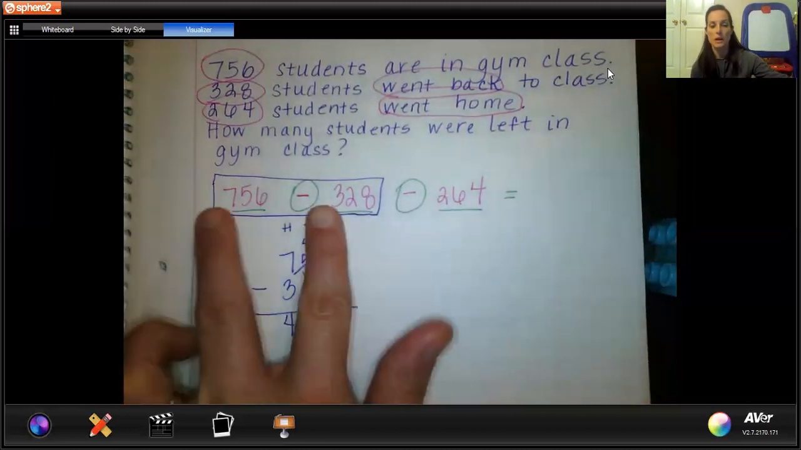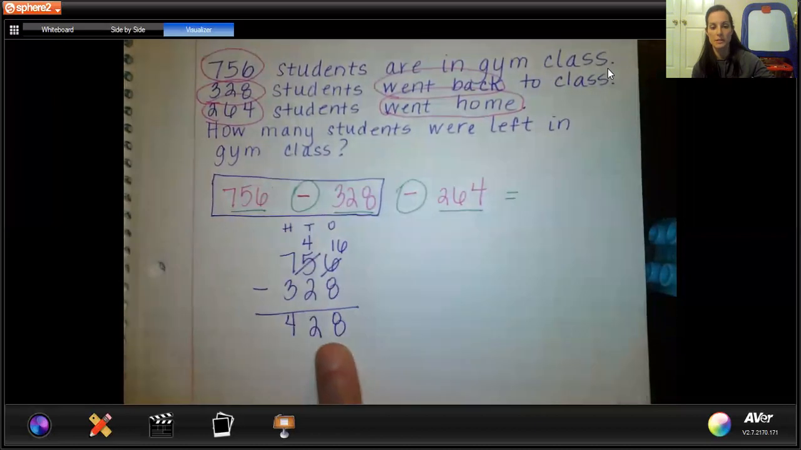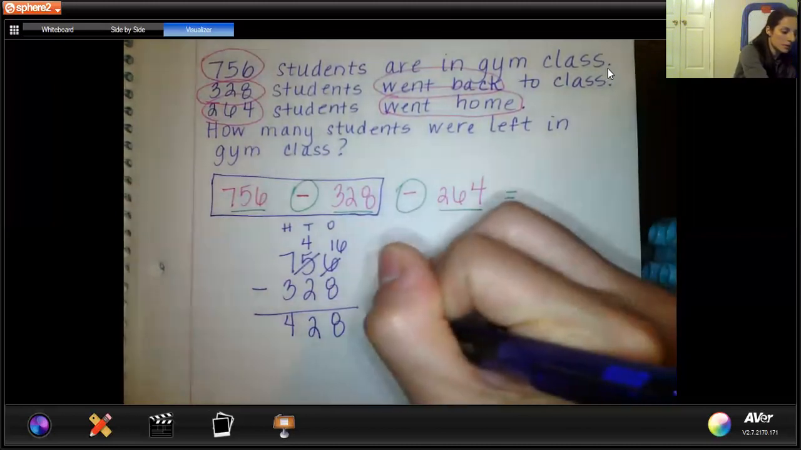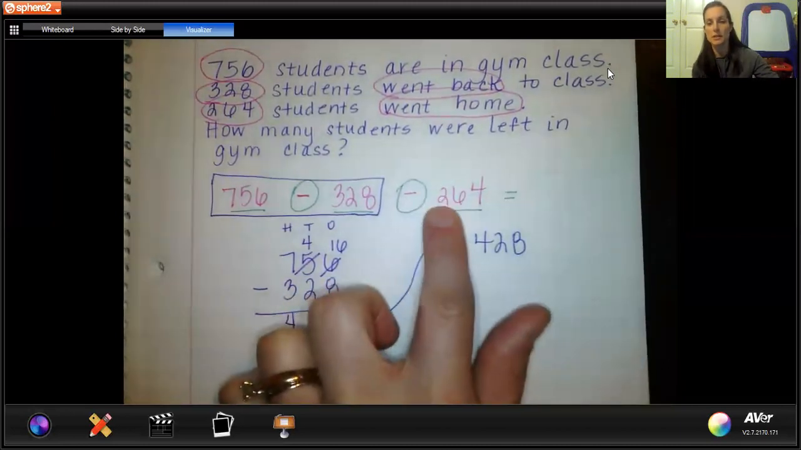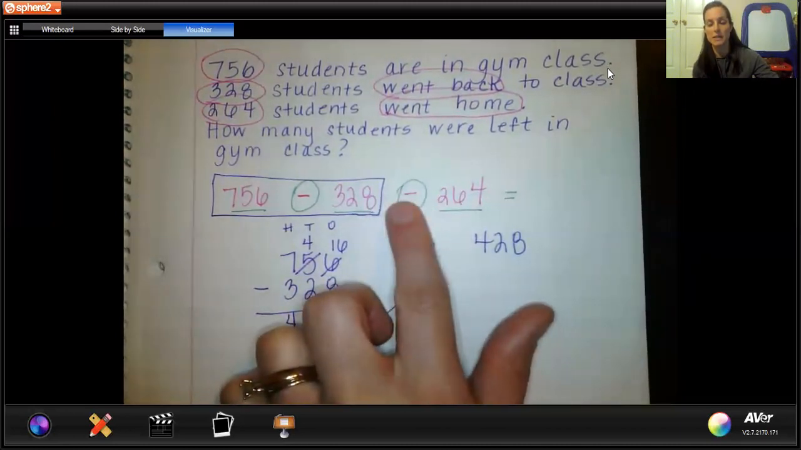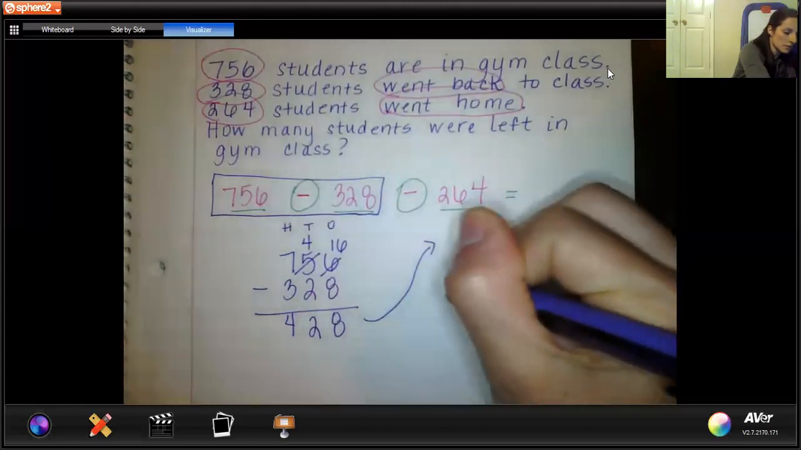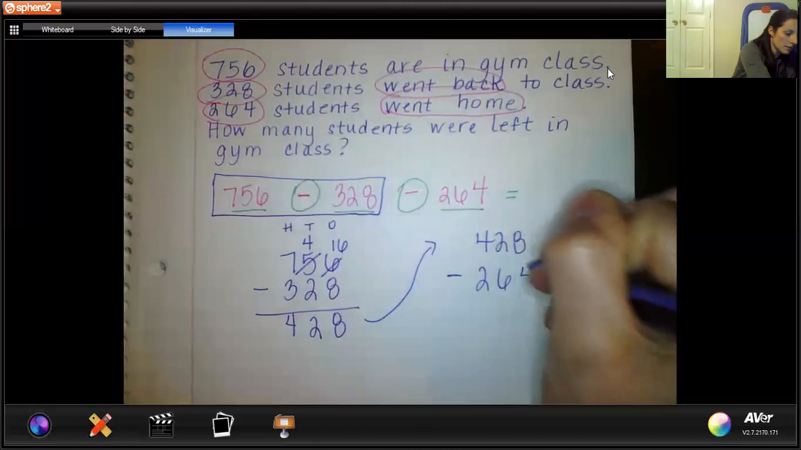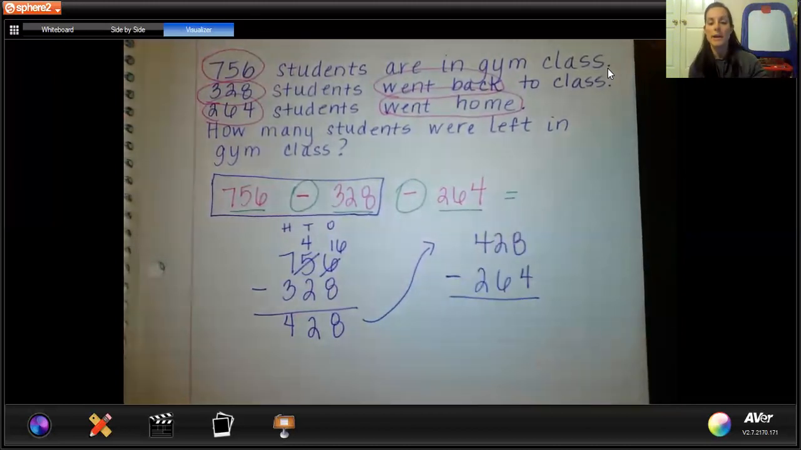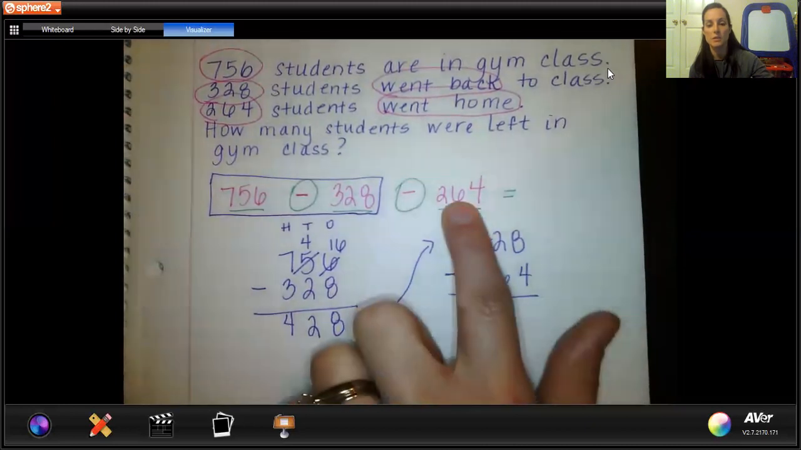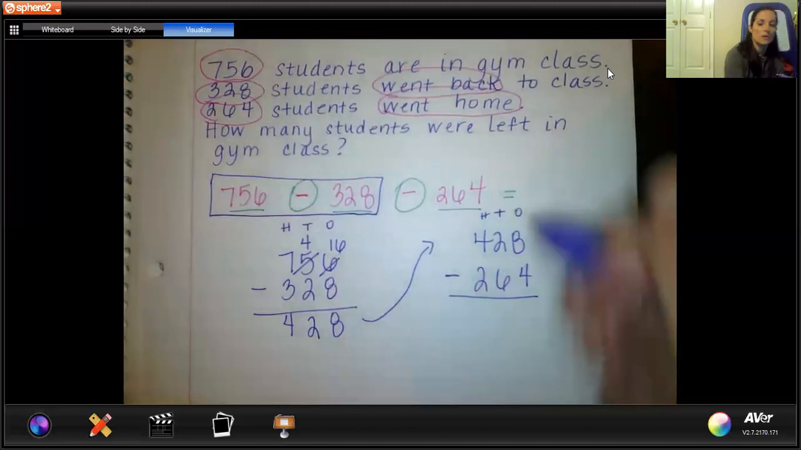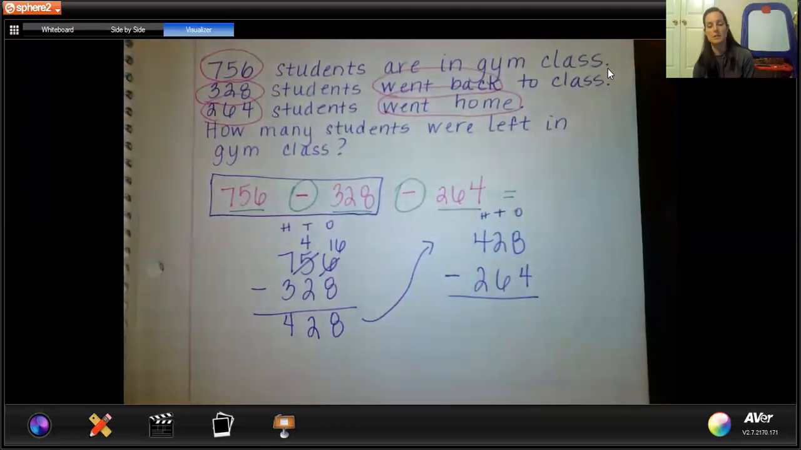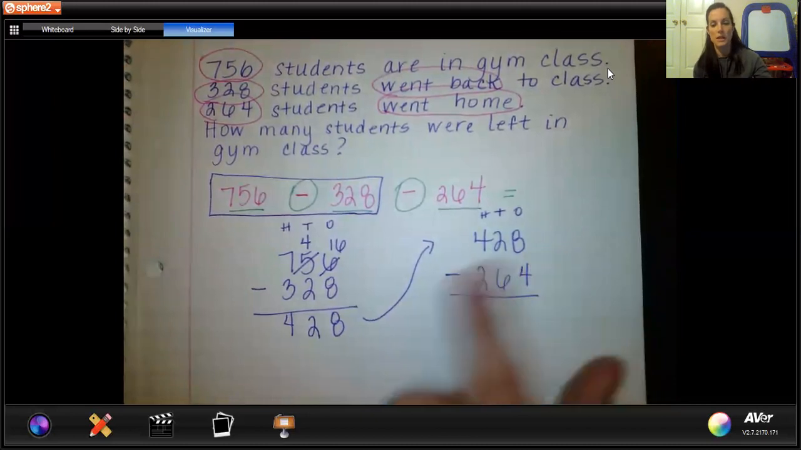Now remember, we got the answer for these first two numbers. Here's our answer. We need to take this answer, bring it up to the top, and we need to subtract our third number. Okay, always paying attention to our sign. So now we have 428 minus the 264. Always making sure we're lining up our hundreds and tens and our ones. Starting at the ones, 8 minus 4.